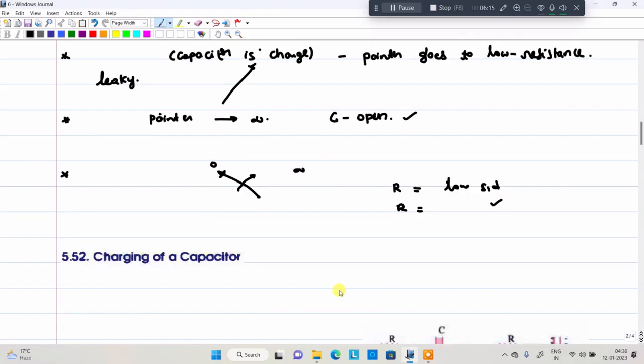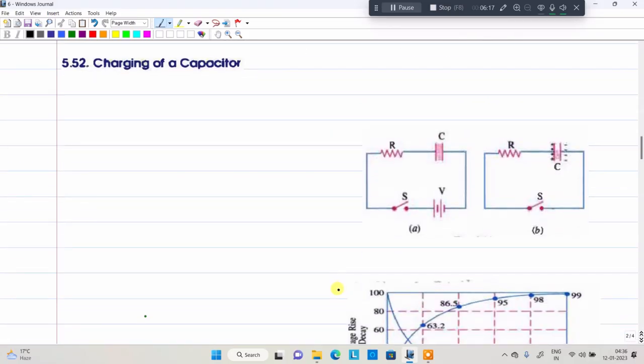Then we are moving to the next one, charging of a capacitor. This is also one of the important topics. So everyone listen carefully. We are looking at two circuits. In the first case, the capacitor is not connected to any supply. There is no charge in the capacitor. So now I am closing this particular switch.